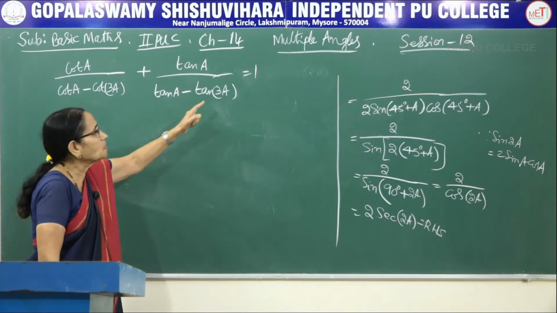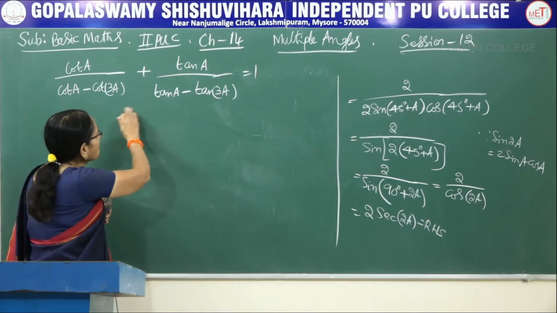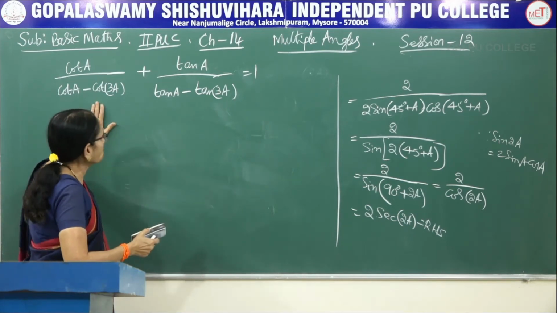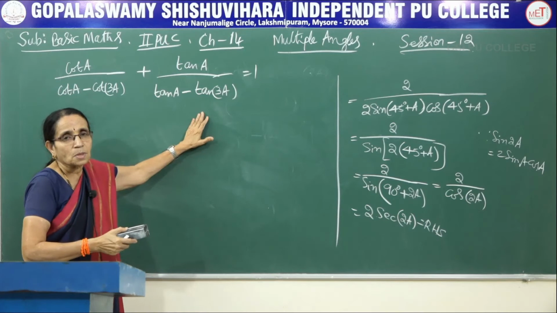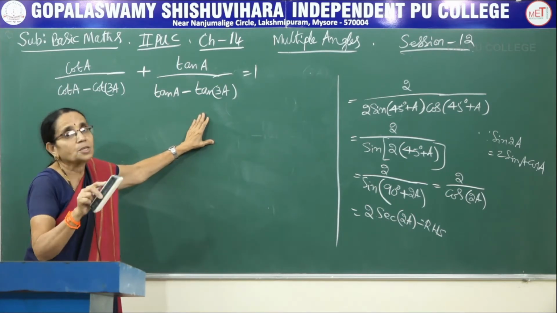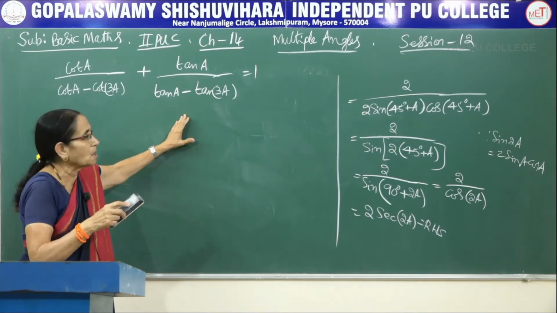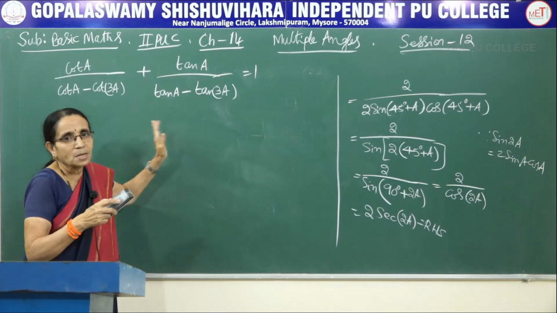Then only you will be getting the value 1. So that is the first hint we are getting. Look at the terms here. Here cot ratio, here tan ratio. And they are mutual reciprocals. Tan theta is 1 by cot theta, or cot theta is 1 by tan theta.